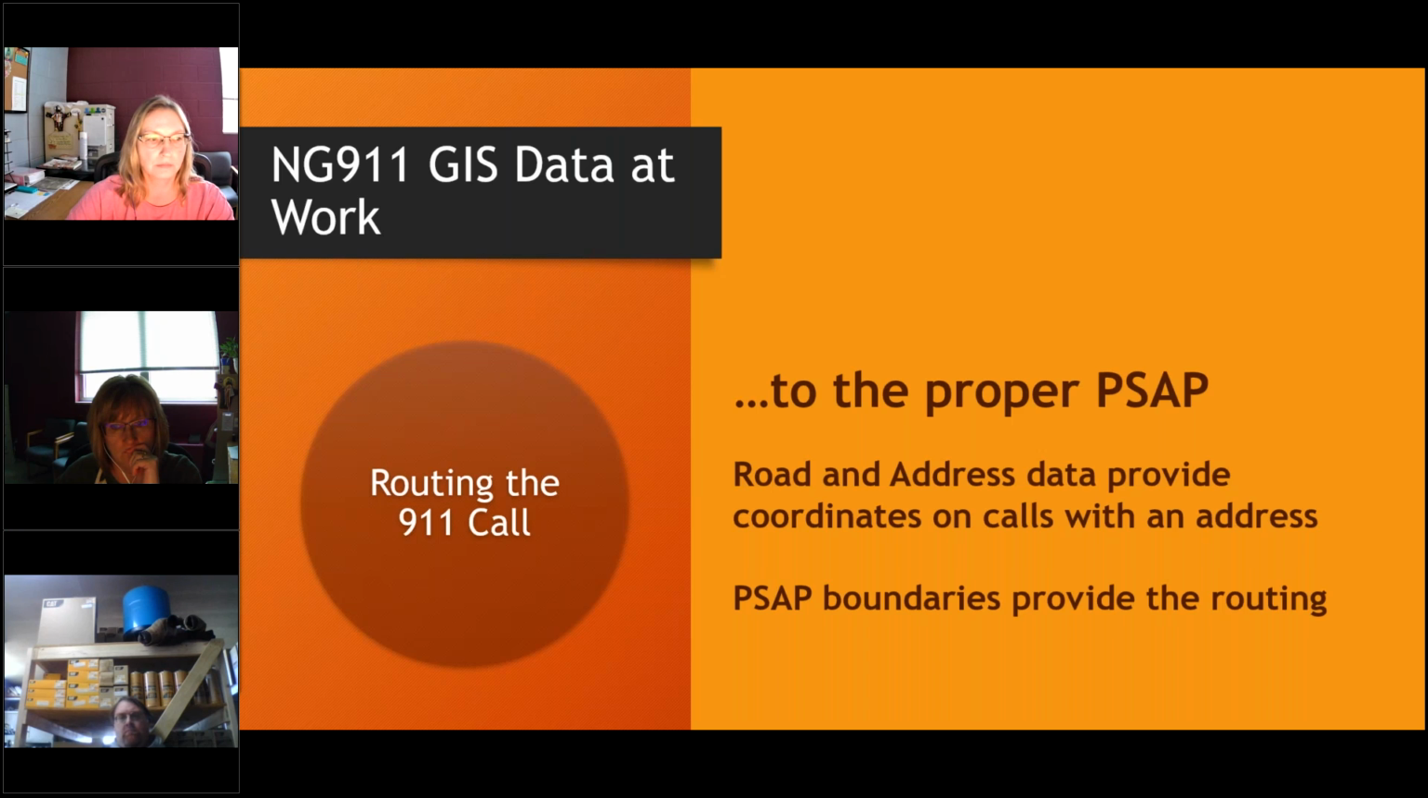Your road and address data turns the address on the call into a coordinate, if that's how the call is currently located. And then the PSAP boundaries provide the actual routing. So whatever coordinate the call is mapped to fits inside a PSAP boundary, and that's how the call is forwarded.